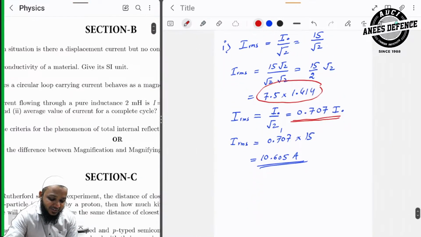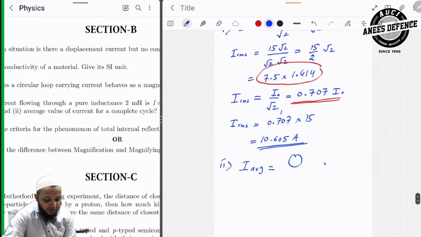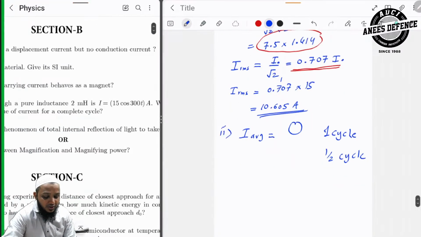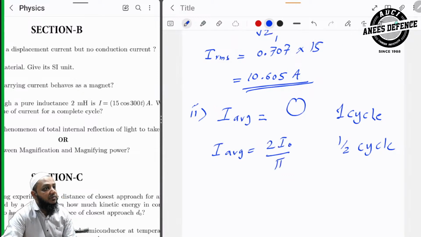Second. Now see, second. Average value of current for a complete cycle. What is the average value of current for a complete cycle? It will be 0. Yes, very good. For one cycle, right? For half cycle, now, half cycle is not asked, but I can solve it. What is it for half cycle? 2 I naught upon pi. Now, there is one more satta for this.